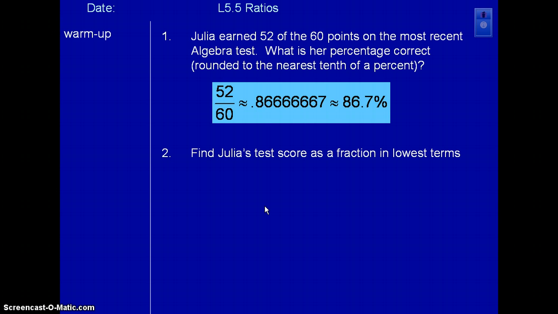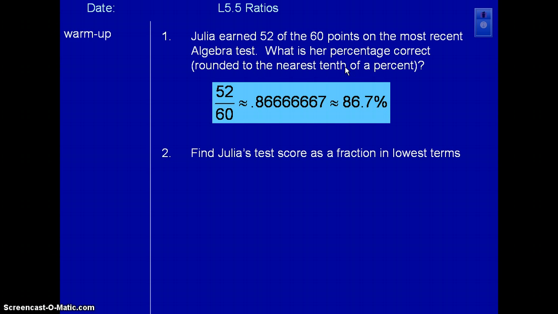Here we're talking about the percentage correct, so we're talking 52 out of 60. As a decimal, this comes out to be 0.86, repeating on the 6 there. So you'll see a 7 at the end of the decimal, simply because the calculator would round up to a 7 for us. So we would turn this into a percentage, 86.7%. We did come up with a 0.7 because it did ask for the nearest tenth of a percent.